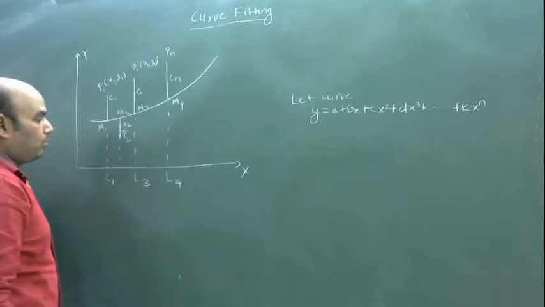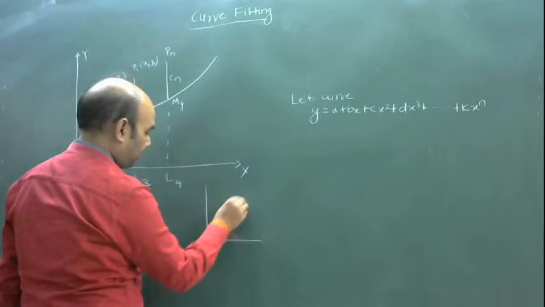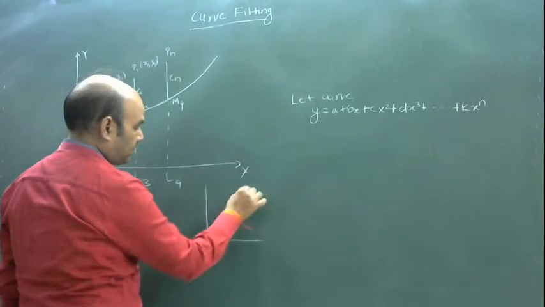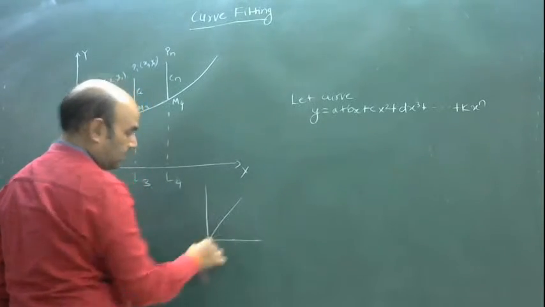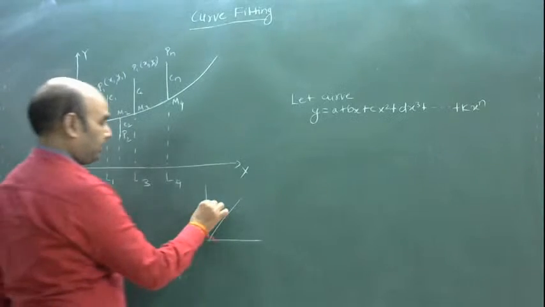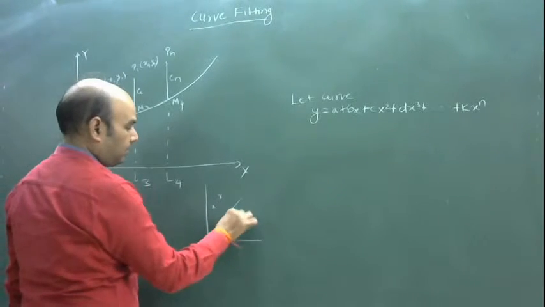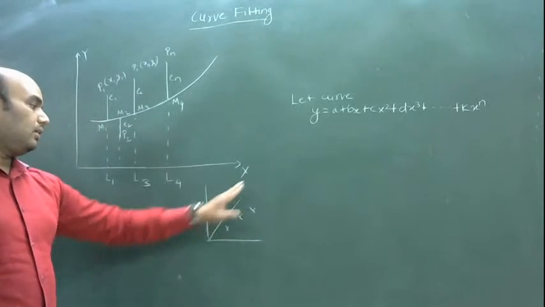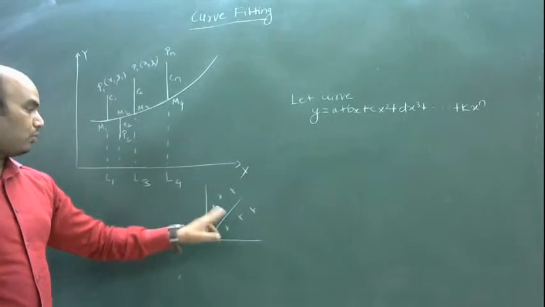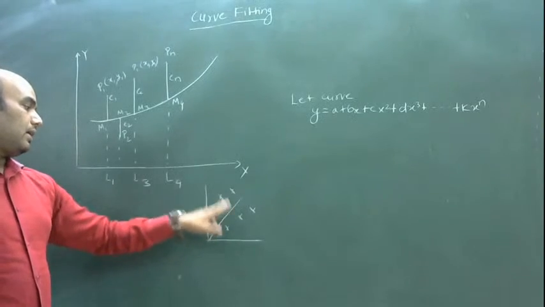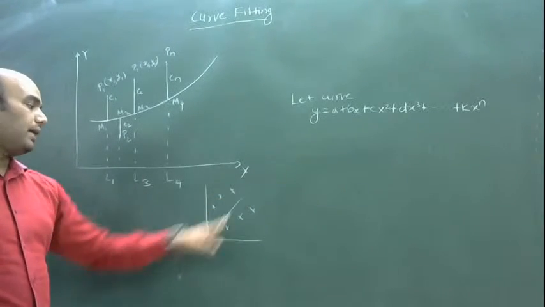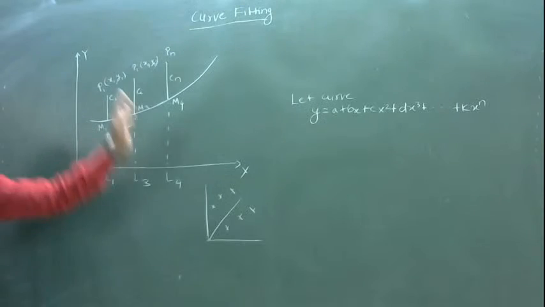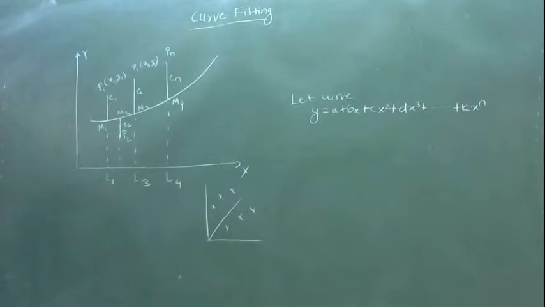Suppose we have a straight line, so all the points must lie on this straight line. If these points are somewhere like this, this will not give any perfect curve. So we have to minimize this error, and the points should lie on this curve. So this is all about curve fitting. This is the procedure for fitting a unique curve.